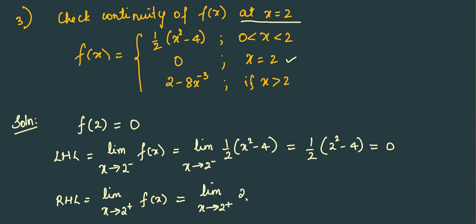The function will be 2 minus 8x, with x = 2 to the power minus 3. When you substitute, you get 2 minus 8 into 2 to the power minus 3, which is 2 cube. 2 to the power minus 3 is 1 upon 8, and this is 8. So this is 2 minus 8 into 1 upon 8, which is 1. So 2 minus 1 is 1.